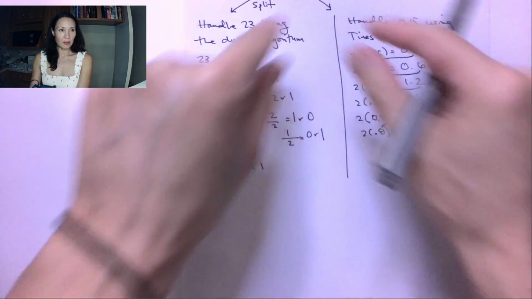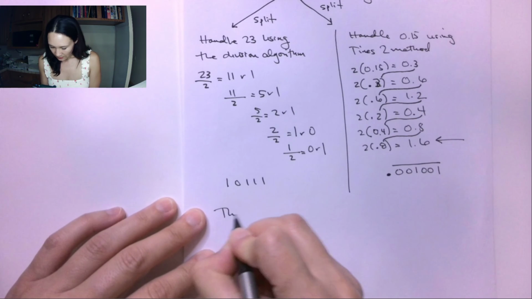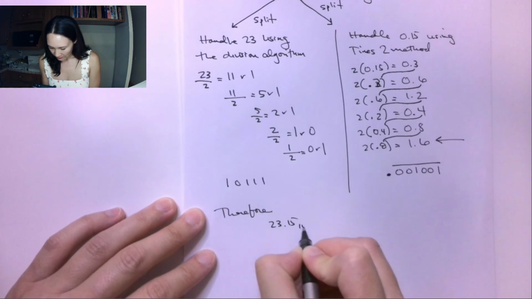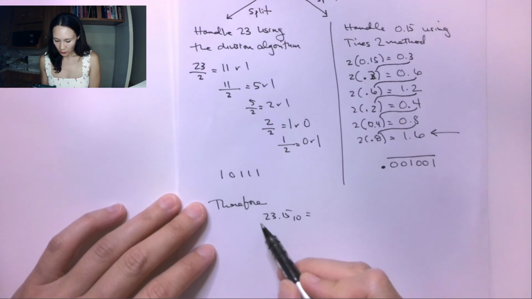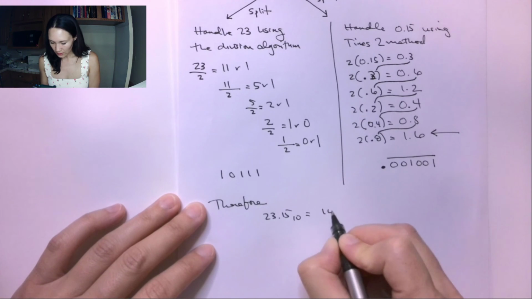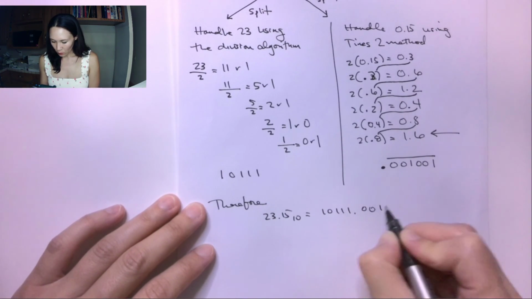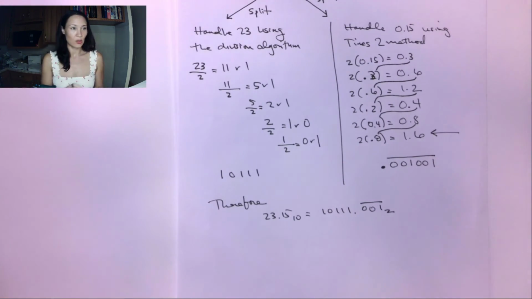So we split the problem into two parts, and now we're going to put it back together. Therefore, 23.15 in decimal is equivalent to: the conversion of 23 into binary is 10111, and the fractional part is 001 repeating. And this is the conversion to binary.